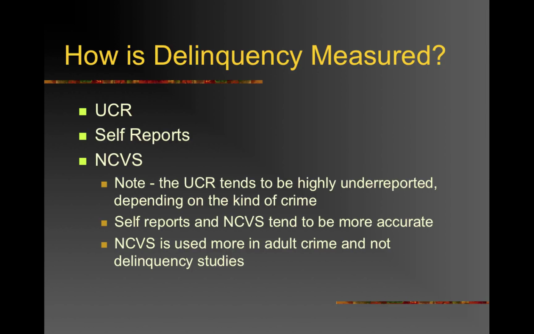Self-reporting studies, when done properly, i.e. assuring confidentiality, and also the NCVS, are believed to be much higher in accuracy than the UCR. But just so you know, the NCVS tends to be used more for assessing trends in adult crime. One shortfall of the NCVS for juvenile studies is that the person reporting the crime doesn't always know the age of the perpetrator. And I'll talk a little bit more about each of these types of studies.